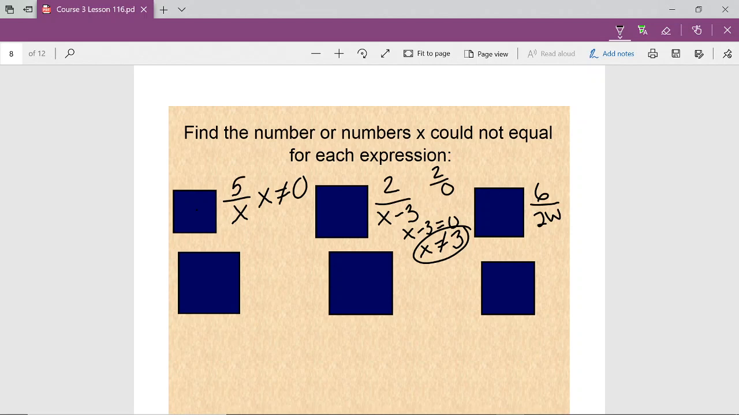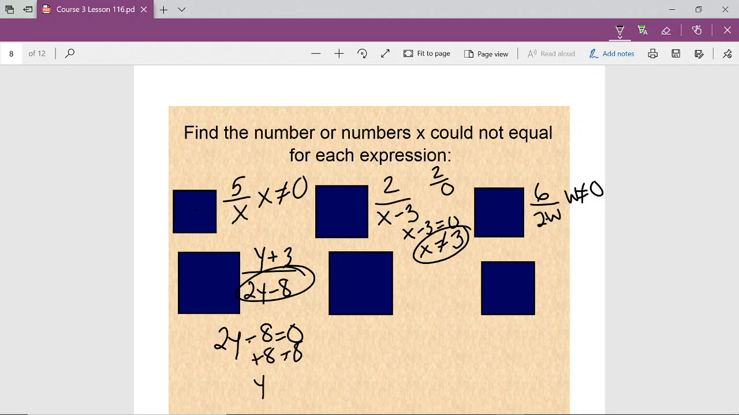Well, 6 over 0 would be undefined, and 2 times 0 equals 0, so w cannot be 0. We're finding these undefined times for these rational expressions and saying, what number do I have to exclude? All right, how about y plus 3 over 2y minus 8? I can't allow that denominator to be 0. So what if it were 0? What would y be? I have to add 8 to each side and divide by 2, and I get y equals 4. So if I plugged in 4 for that y, I would get an undefined value, so I have to exclude it.